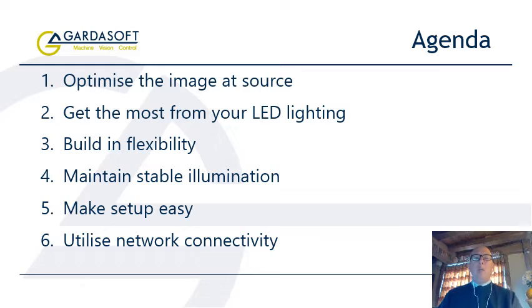This presentation reviews 6 key considerations for obtaining effective machine vision lighting. We'll look at the quality of the image, and then we'll go on to getting the most out of your LEDs, how important it is for flexibility, looking at the relevance for illumination stability, making easy setups, and utilizing your network capability.